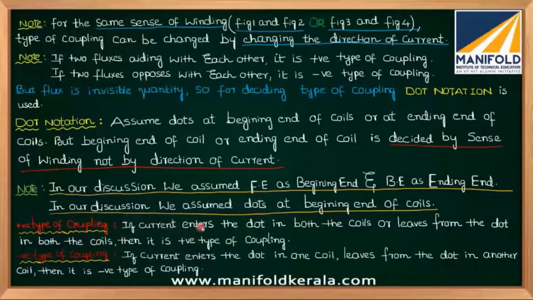This only I had given here as the definition. Positive type of coupling means if current enters the dot in both the coils or leaves from the dot in both the coils, then it is positive type of coupling. And negative type of coupling means if current enters the dot in one coil and leaves from the dot in another coil, then it is negative type of coupling. Okay, guys, so this is about types of magnetic coupling. Is it clear, everybody?